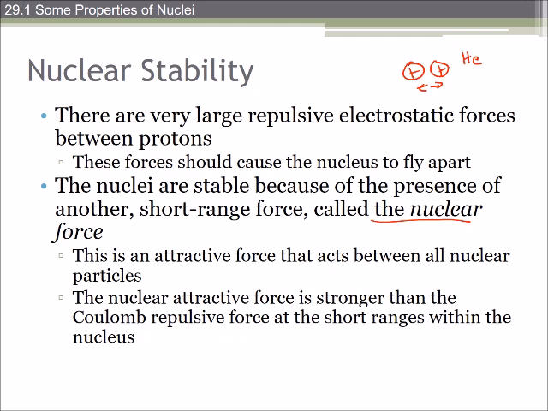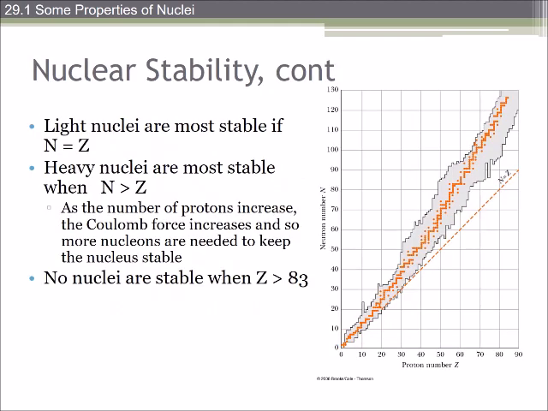So that's called the nuclear force. This is an attractive force between all nuclear particles. It's a force between protons and neutrons. And the nuclear force is stronger than the Coulomb force in order for these things to hold together. So nuclei are stable if they meet certain criteria, and basically the more protons you have, the more neutrons you need to dilute out the protons.